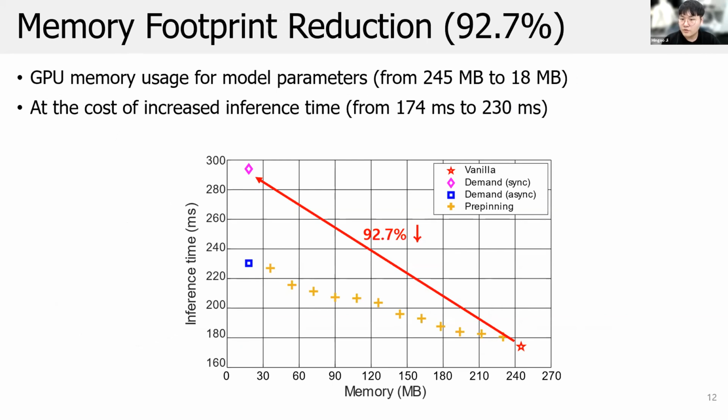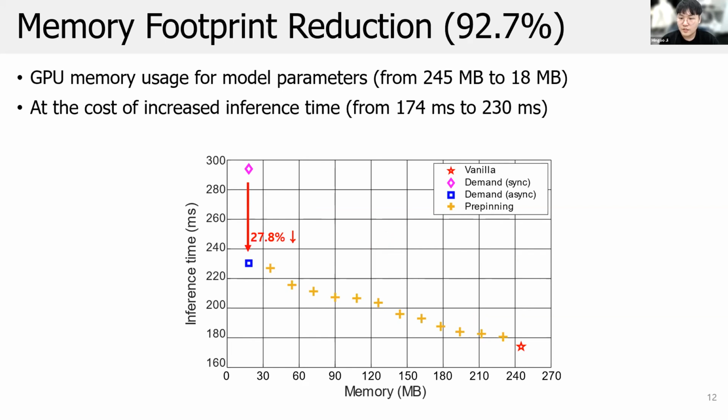These are the results of measuring memory usage and inference time with the structures described so far. The red star, vanilla, is the original architecture and preloads all model parameters, indicating maximum memory usage of 245 megabytes and minimum inference time of 174 milliseconds. The diamond in the upper left is the result of synchronous demand layering, which reduced the memory usage by 92.7% to 18 megabytes, but increased inference time by 69% to 294 milliseconds.